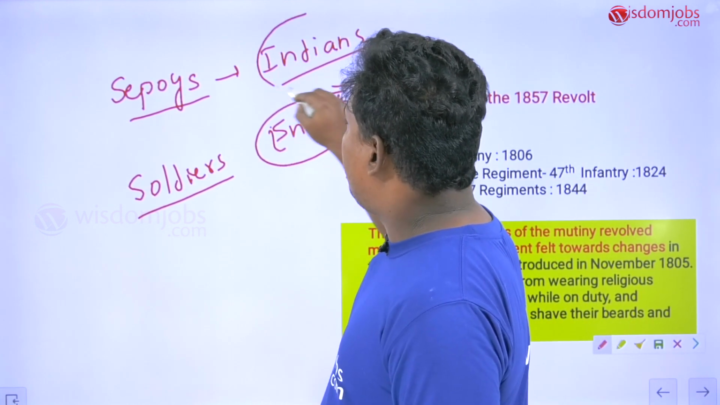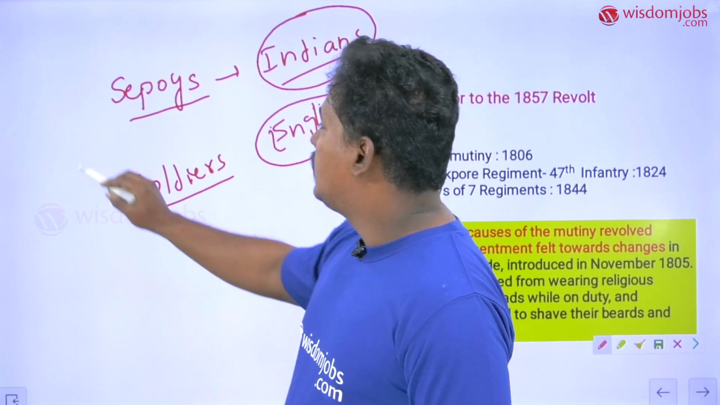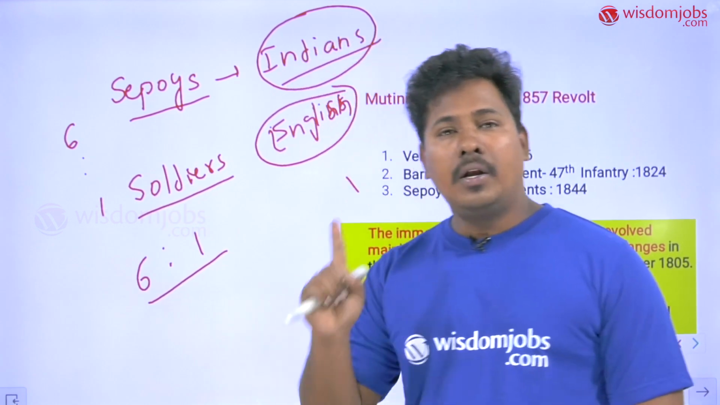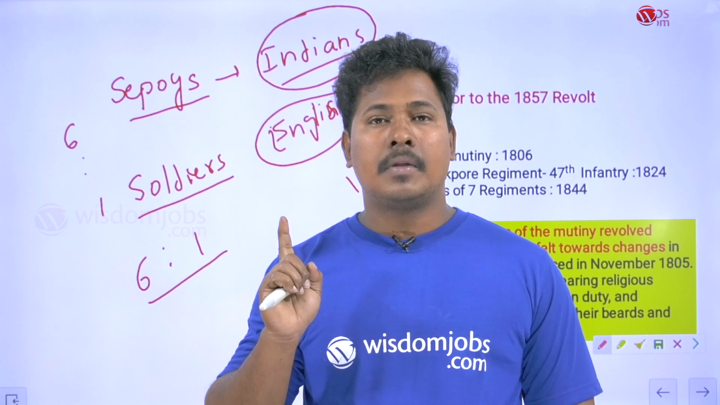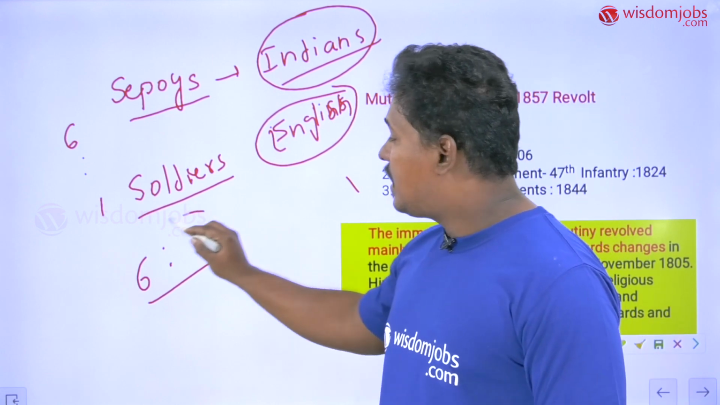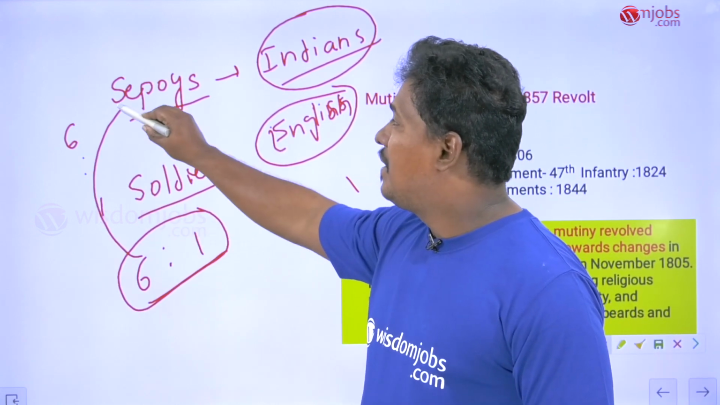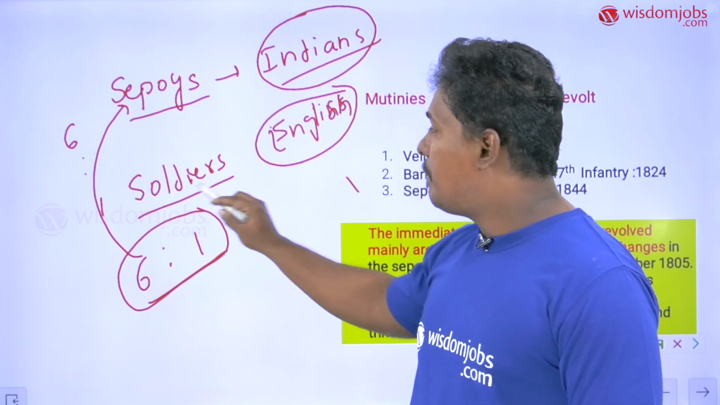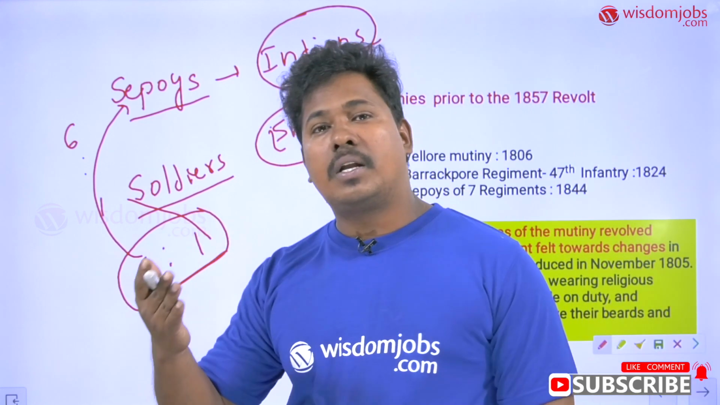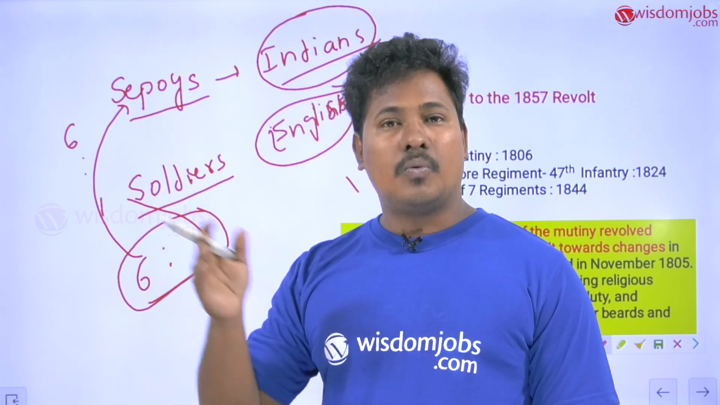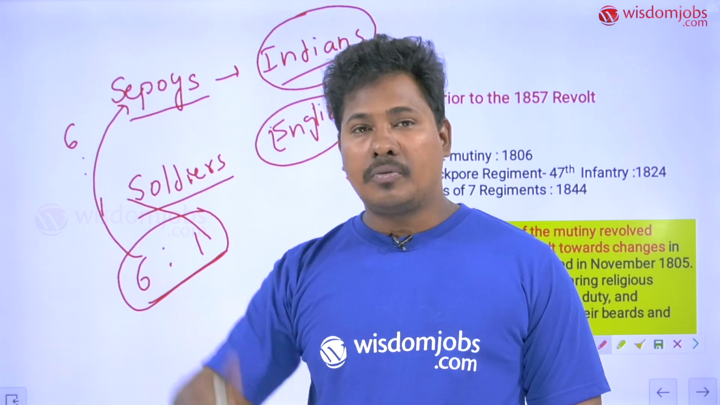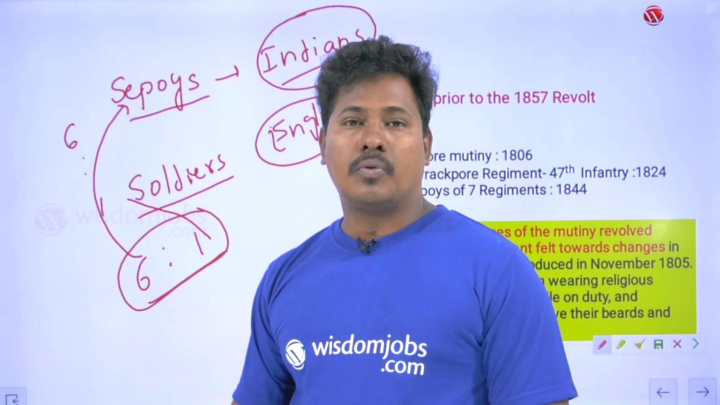The ratio between Sipais and soldiers was 6:1. So for every one soldier there were 6 Sipais. This ratio indicates the majority of Sipais and the minority of soldiers, right? So all the British soldiers were served by Indian Sipais. That is one of the reasons that the British became one of the superpowers of the world, not only in India.